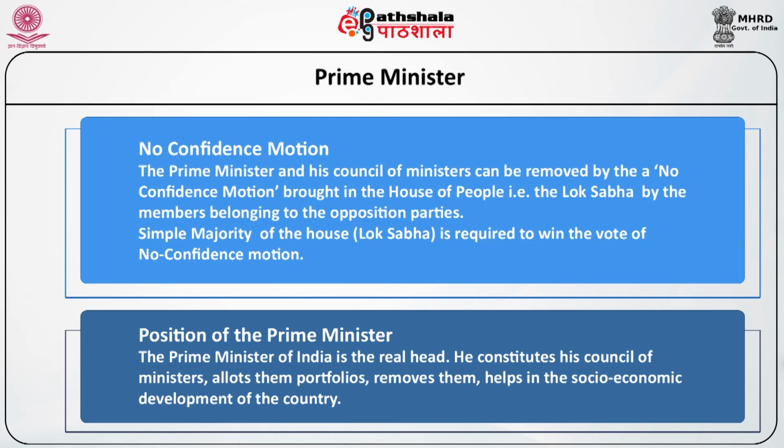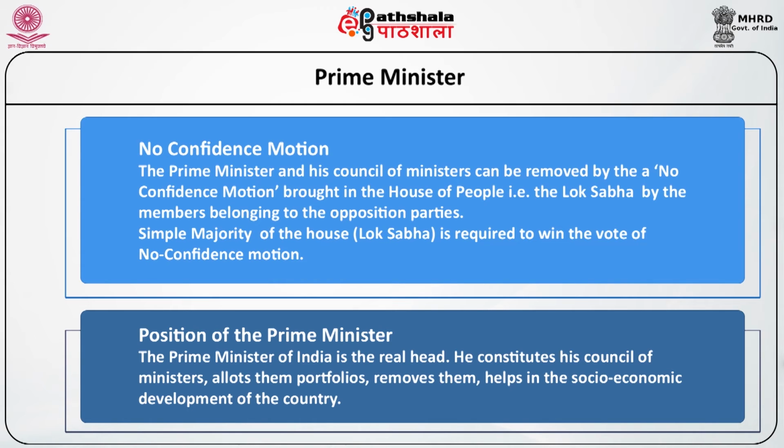In case the Prime Minister feels that a confidence motion may be in the offing to remove him, he can also seek a confidence motion of the House. In case he wins the confidence motion, he remains, that is, he and his Council of Ministers remain. In case he loses the confidence motion, he and his Council of Ministers have to go.